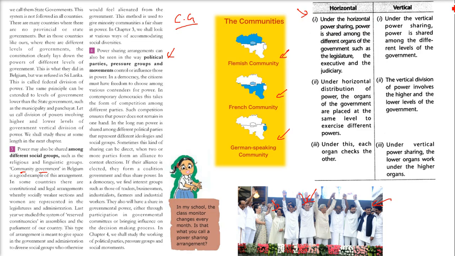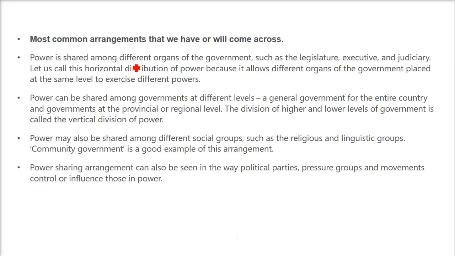Here I have just given the difference between the horizontal and vertical because it is generally asked. So what are the most common arrangements that we saw? Let me take you through them again. The first one is horizontal. Power is shared among different organs of government like the legislature, executive and judiciary, and we call it a horizontal distribution because it allows different organs of government placed at the same level to exercise different powers.